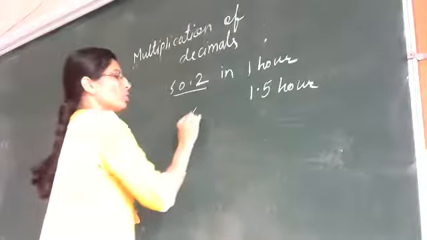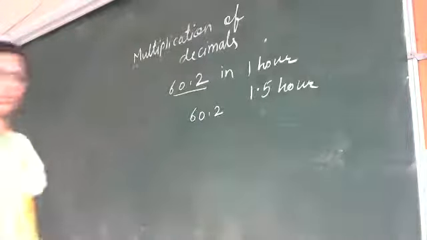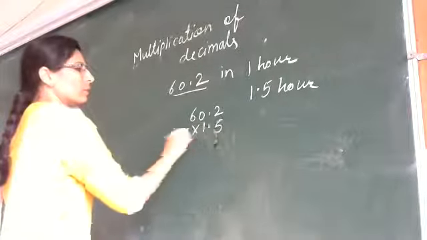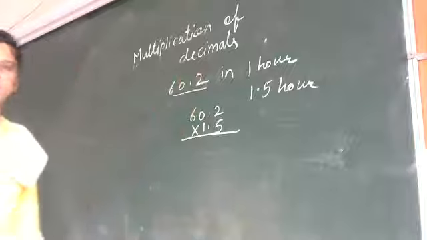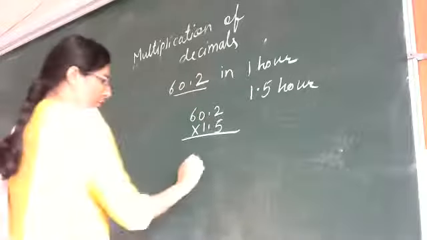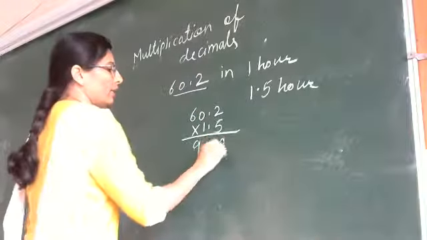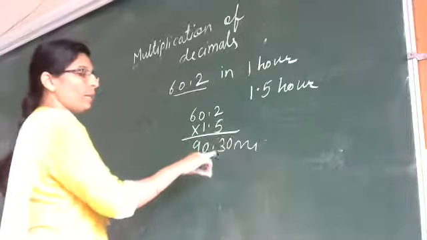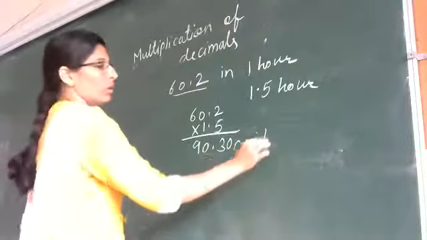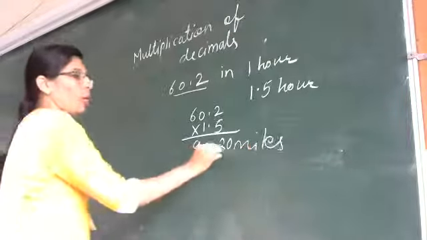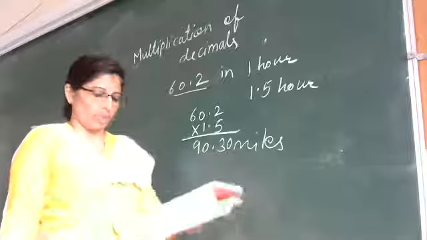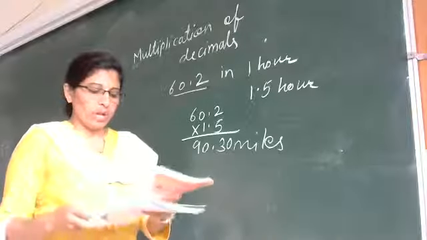So 60.2 multiplied with 1.5. Yes, very good. The answer will come as 90.30 miles. Yes. Okay. Next one.